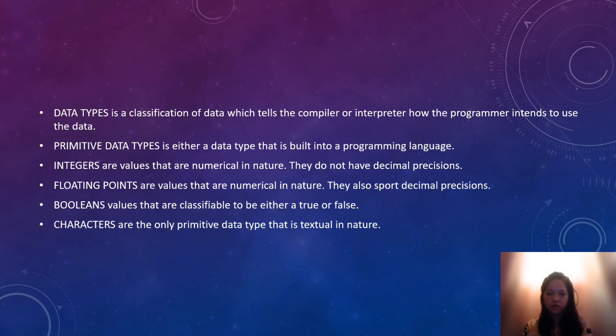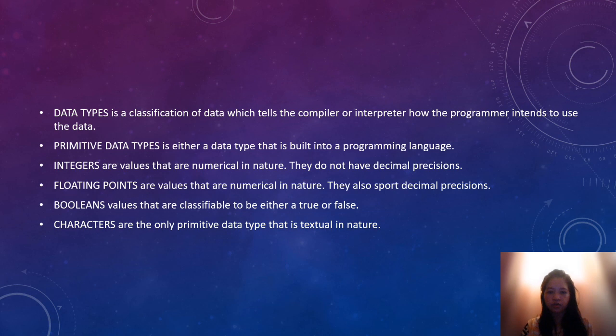A data type is a classification of data which tells the compiler or the interpreter how the programmer intends to use the data. A primitive data type is either a data type that is built into a programming language or one that could be characterized as a basic structure for building more sophisticated data types.